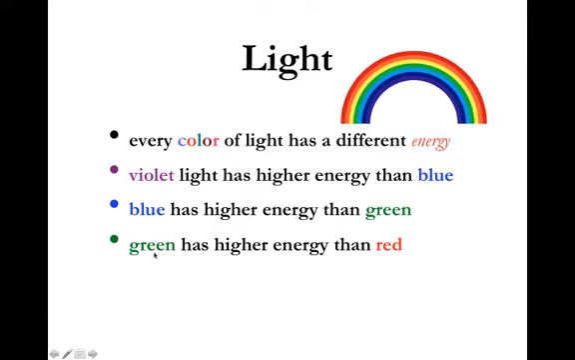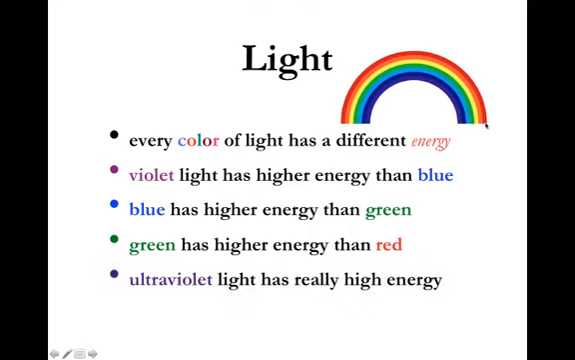So green light has more energy than red light. So here's green light in the middle of the rainbow. If you have a certain amount of green light, it has more energy than an equal amount of red light. Just as a different example, ultraviolet light has really high energy. So the ultra in ultraviolet means that it's even beyond violet.